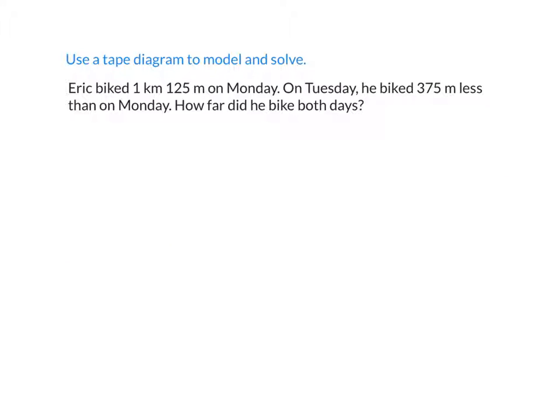So, your step number 1, you need to write the question down. How far did he bike on both days? Altogether, how much did he bike? The important information is that he biked this far, 1 kilometer, 125 meters on Monday, and on Tuesday he did 375 meters less than that. The directions also tell us we need to use a tape diagram, so that's important for us too.